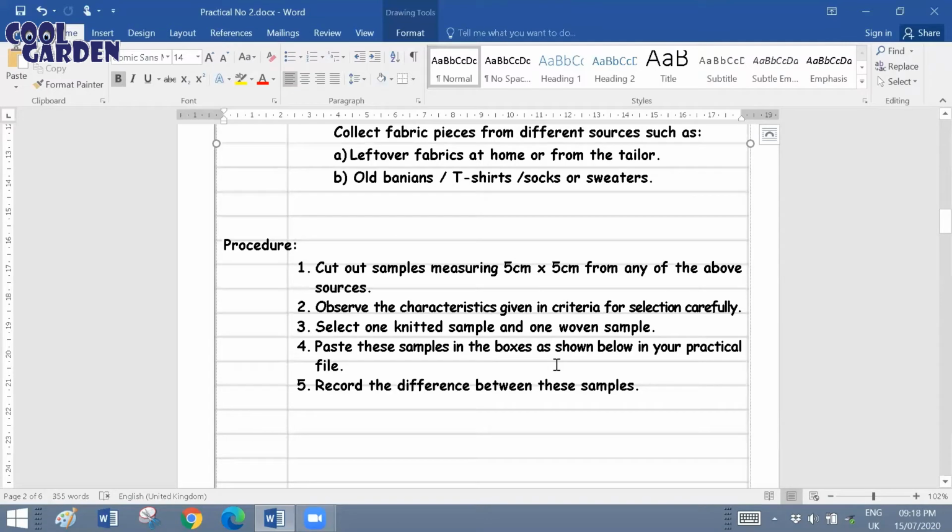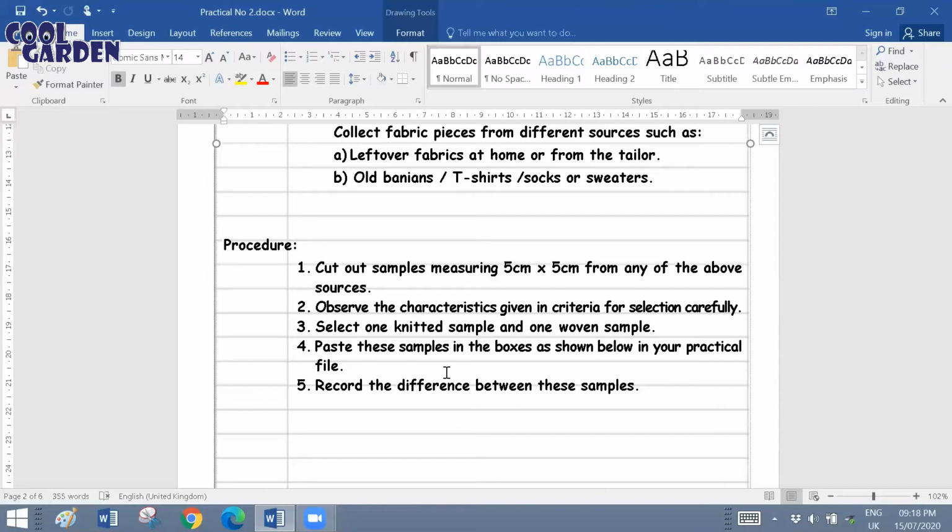Paste these samples in boxes as shown below in your practical file. Record the difference between these samples. Okay, so what we have to do is, after we collect these fabrics, as I told you, please make sure you're trying to get fabric pieces of knitted and woven, as much as possible.